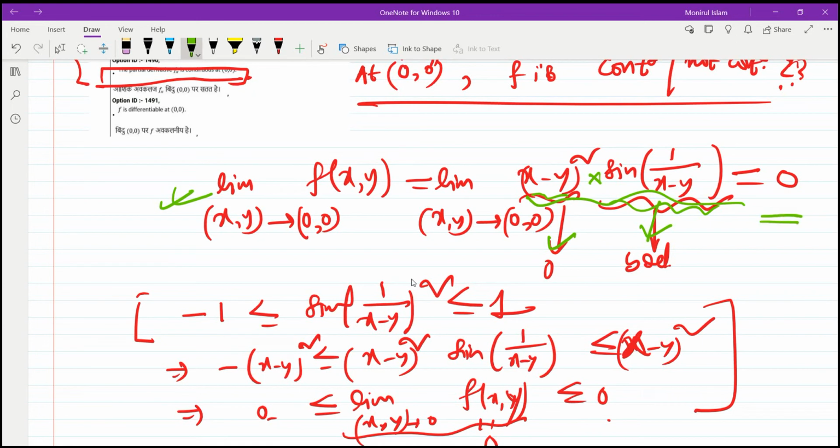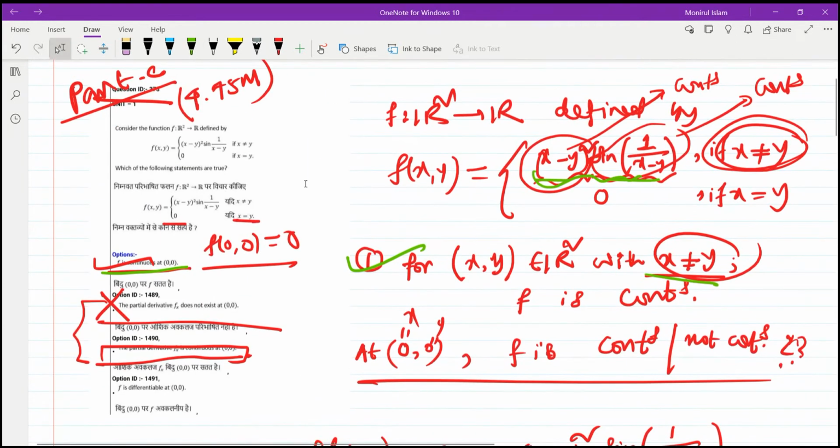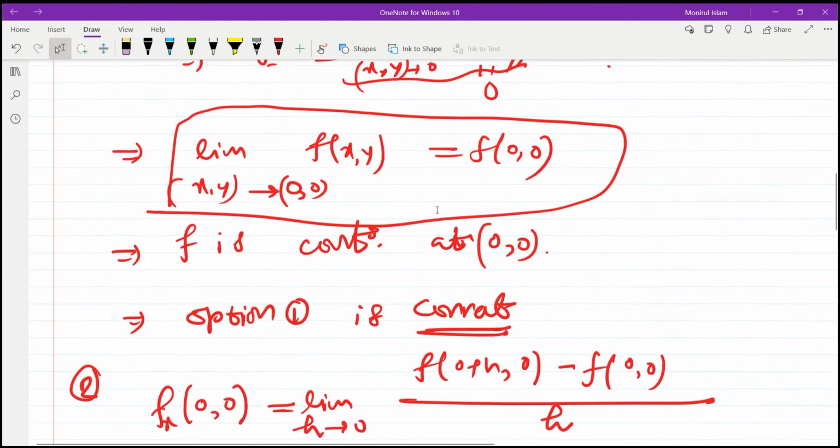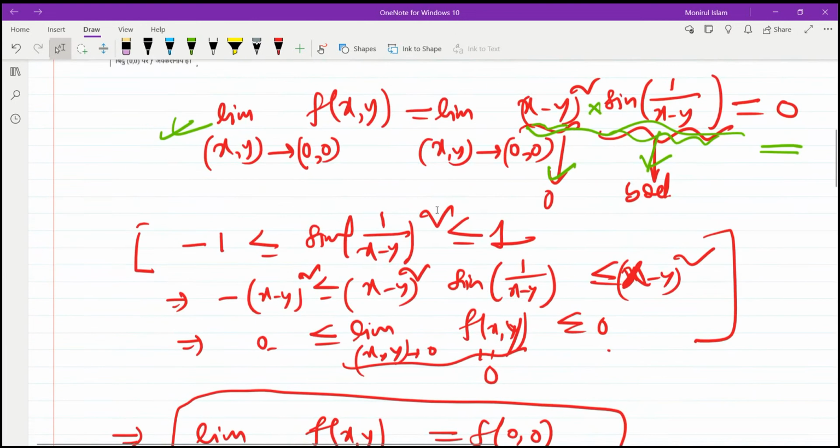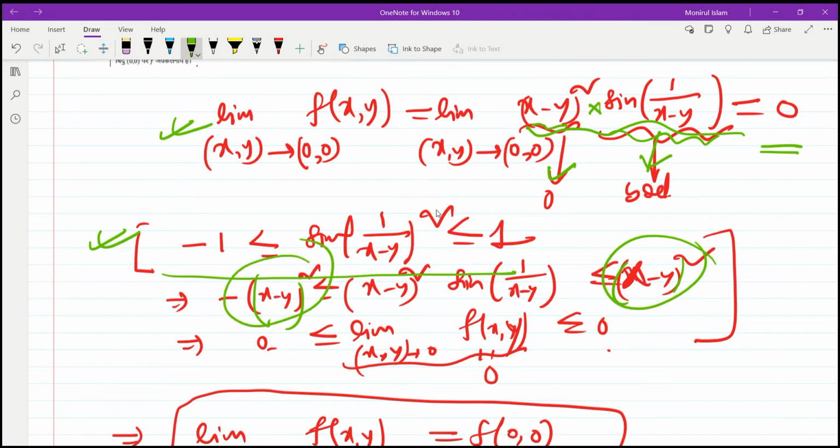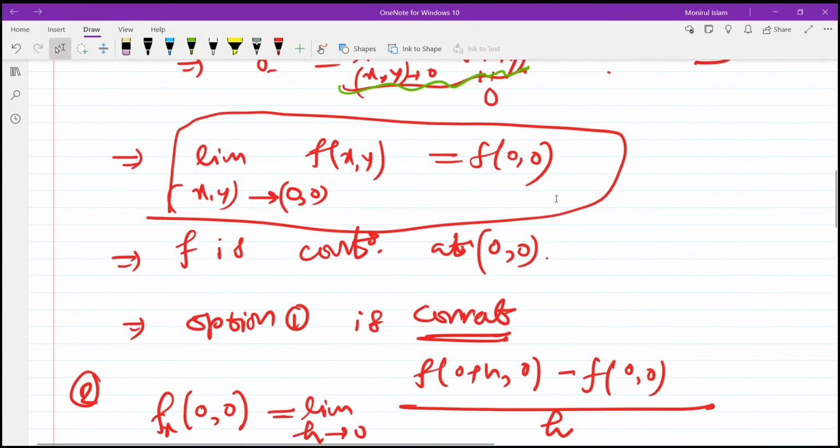Now also it is given f(0,0) is 0. You can evaluate this limit by the squeeze theorem also. Because sine is bounded by 1, you can write minus 1 less than sine of 1 upon (x minus y) less than 1. Multiply both sides by (x minus y) squared, which is not important, so the limit is not changed. Now this limit goes to 0 and that limit goes to 0, so in between the limit goes to 0. So the limit of f(x,y) is 0, and also f(0,0) is 0. Both are equal, so f is continuous. So option 1 is correct.